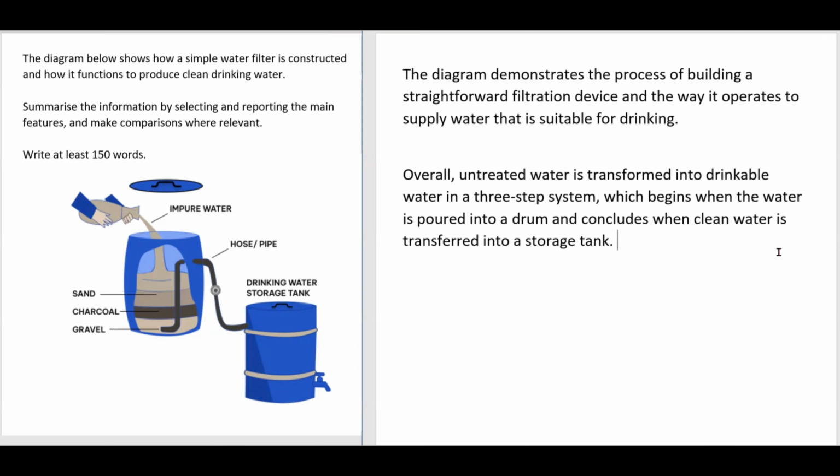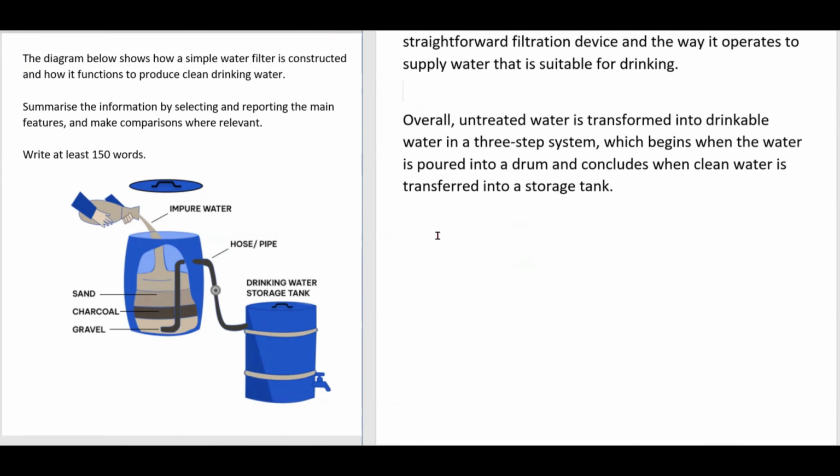Okay, so let's give that a read. Overall, untreated water is transformed into drinkable water in a three-step system, which begins when water is poured into a drum and concludes when clean water is transferred into a storage tank. Yeah, looks good to me. Now, the second part of the task is also done, which is called the overview. Now we'll write the main body of the task, of the report, okay?